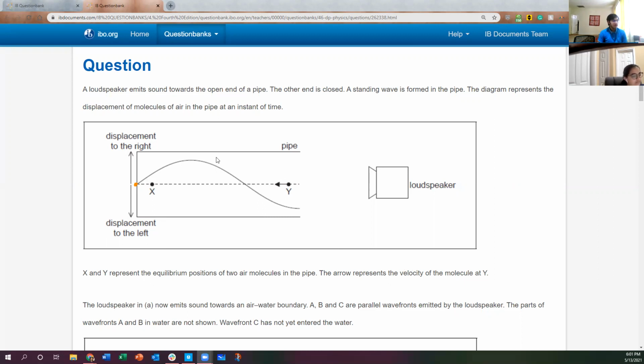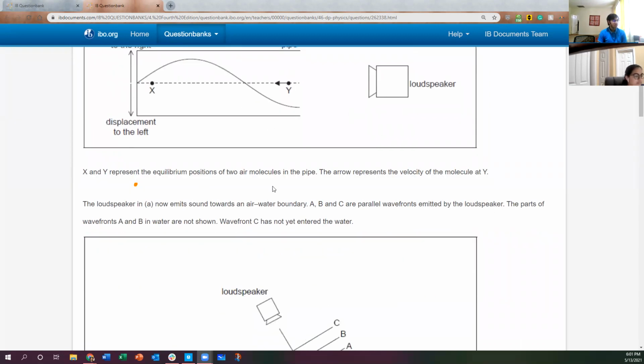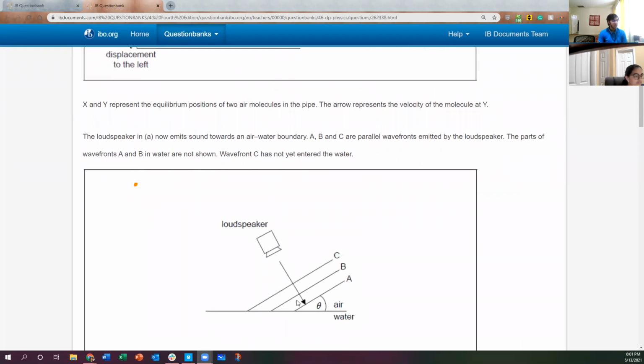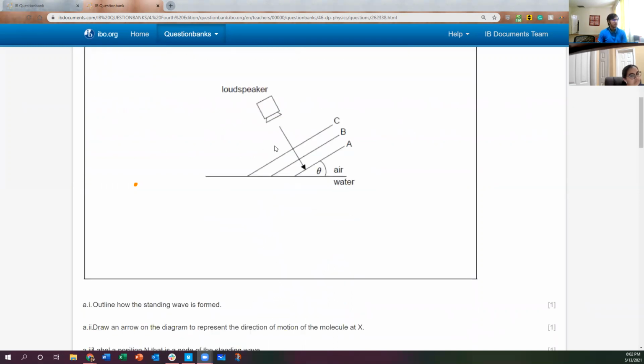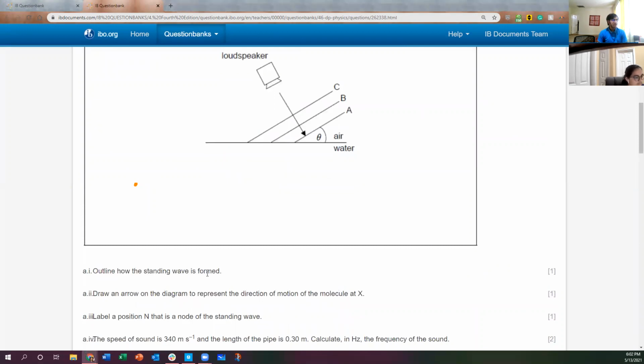Okay, now this loudspeaker emits a sound towards an air-water boundary, and A, B, and C are parallel wave fronts emitted by the sound speaker. So these are wave fronts. So that means the ray is perpendicular to the wavefront. This is the ray. The arrow that they've drawn is the ray itself. Now the parts of wavefronts A and B that are in water are not shown, and wavefront C has not yet entered the water. Okay. So now outline how a standing wave is formed.